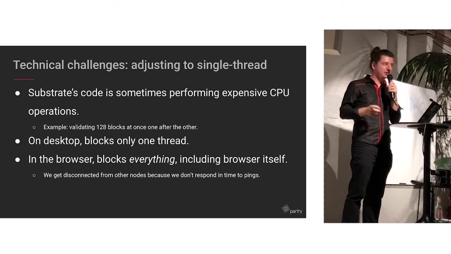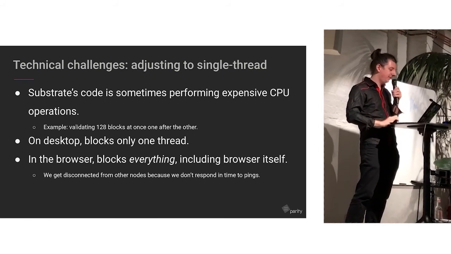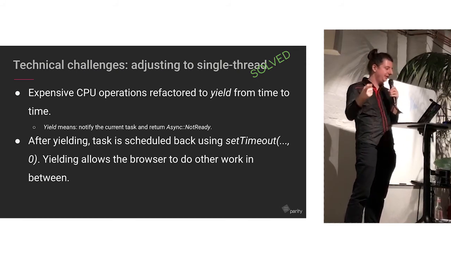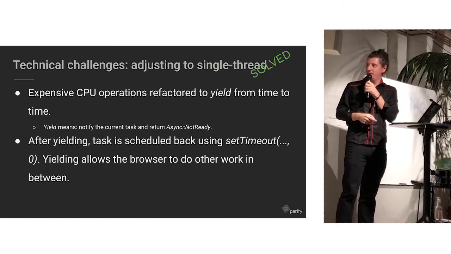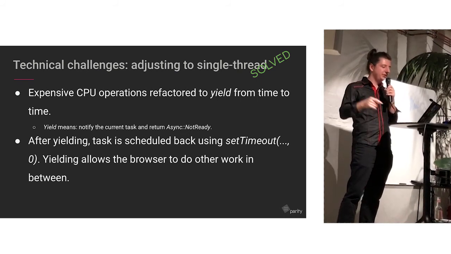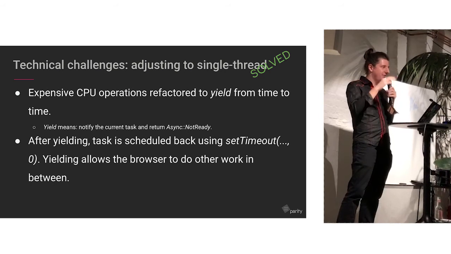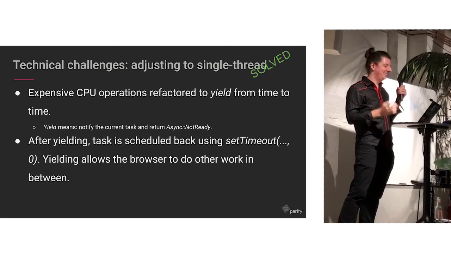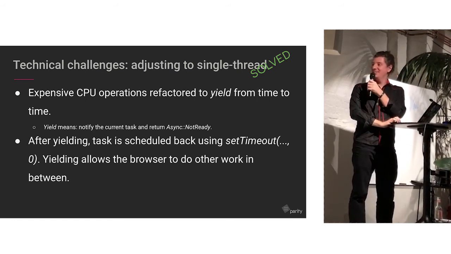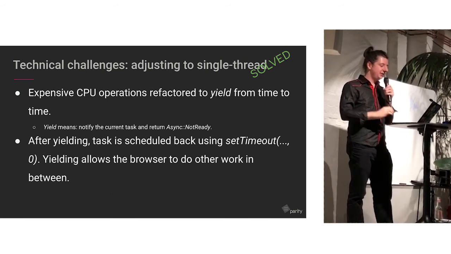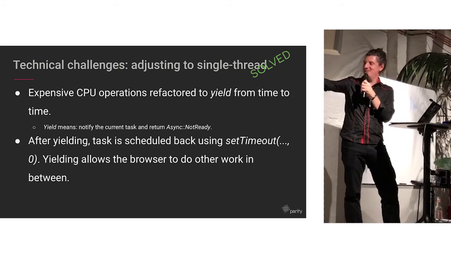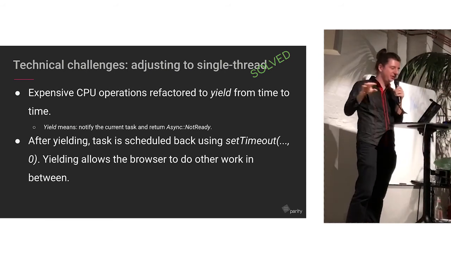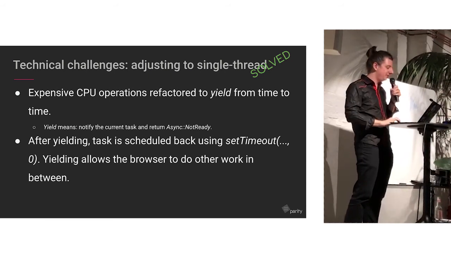So we had to fix that. We did this specific problem for blocks, we fixed that by, I have that on the next slide. We fixed that by importing one, yielding, importing the next one, yielding, etc. What I mean by yielding is returning async not ready and notifying the current task again afterwards, or before returning, obviously, so that it gets rescheduled, and goes to the next block. Since a task is scheduled using setTimeout with a timeout of 0, that just gives the liberty to the browser to do its cleaning, rendering, whatever you want, and then go to the next block to import.